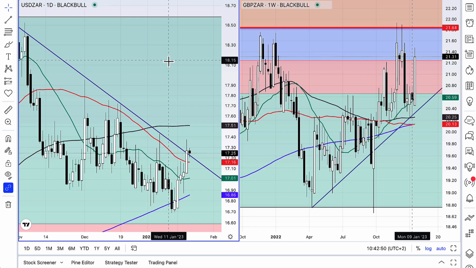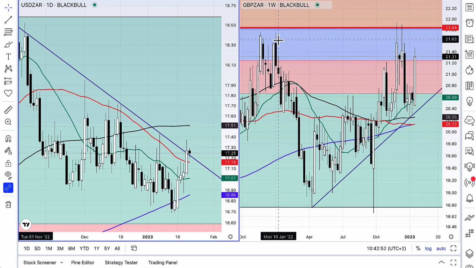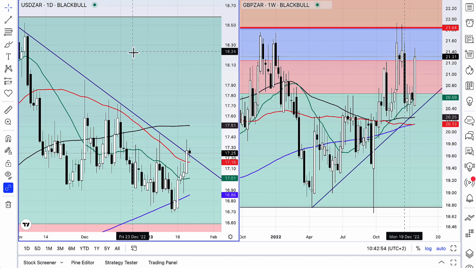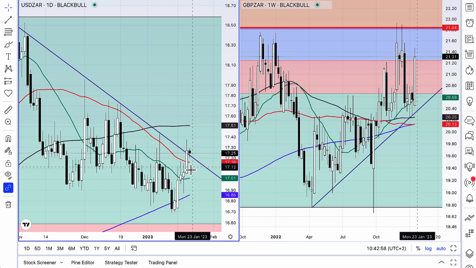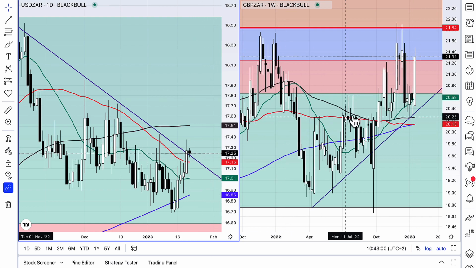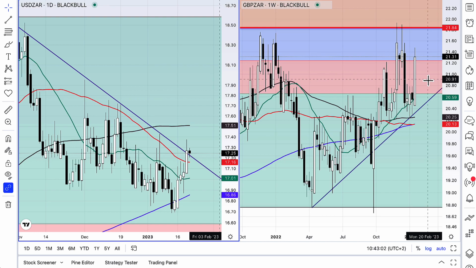I put a tweet on both the pound against the South African rand, the dollar against the South African rand. I'm pretty bullish on both of these. We're already long on dollar rand. I'll be looking to buy pound rand as well if we can get a little pullback, perhaps down to about 21.